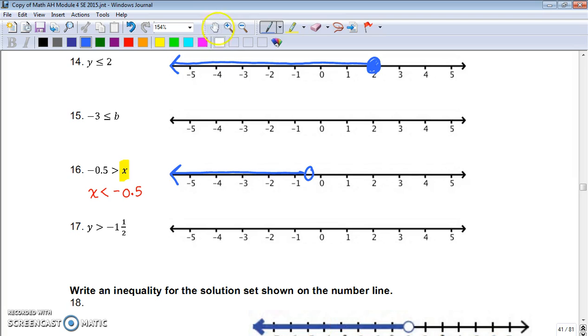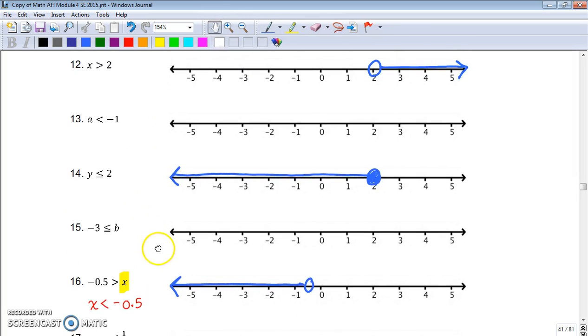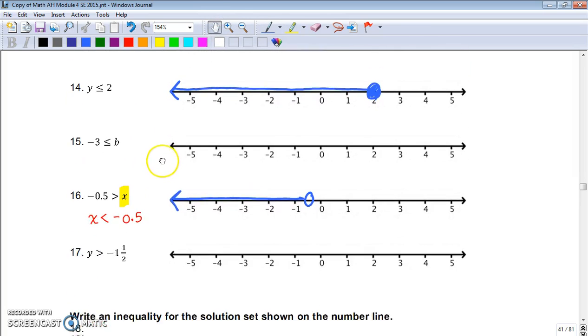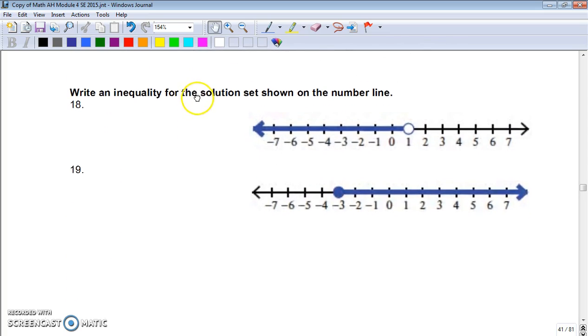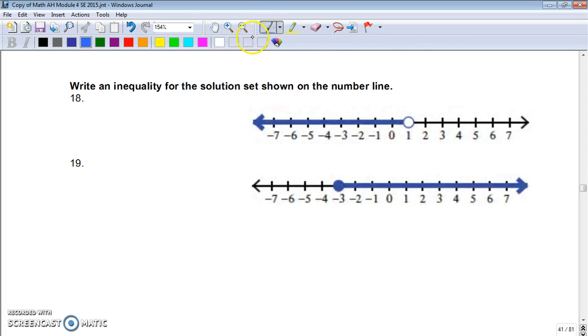Go ahead and pause the video at this point and go back up to number 13 and finish problems 13 all the way through 19 because we did 2 problems like 18 and 19 on the previous page. When you've tried those problems, unpause the video and please check your answers.